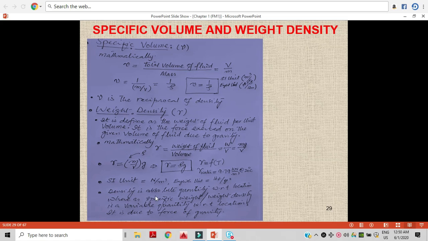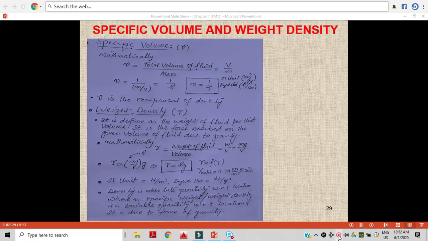So density is an absolute quantity with respect to location, whereas specific weight or weight density is a variable quantity with respect to location. It is due to the force of gravity. So if you are moving from earth to moon, the specific weight will change, but the density will remain the same.